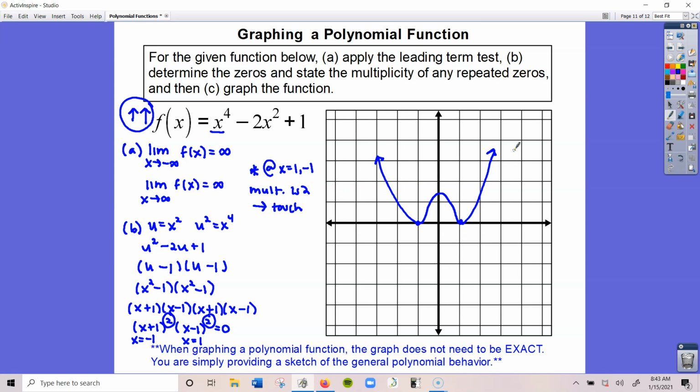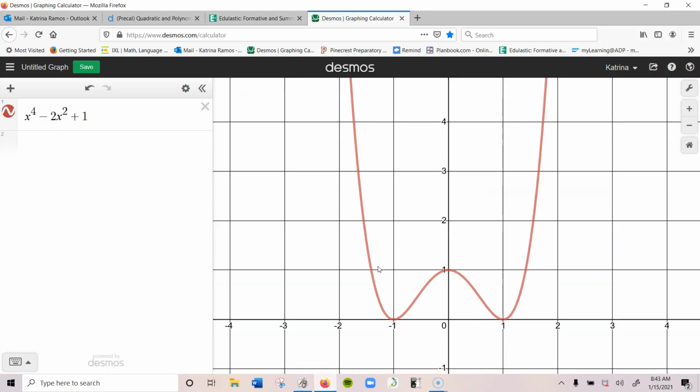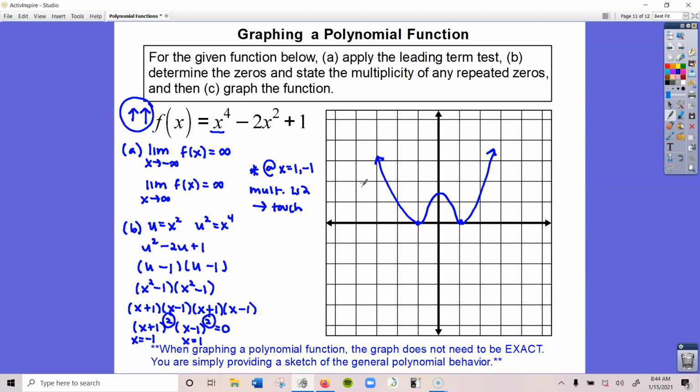Now I'm going to go ahead and show you the actual graph so you can see how we got this. So this is the graph. And notice how it matches with what we got. Again, we didn't really know how high it would go, but that's okay. Like I said, we just want more or less a general look of what the polynomial would look like. And it looks like we got this right. Let's try another one.